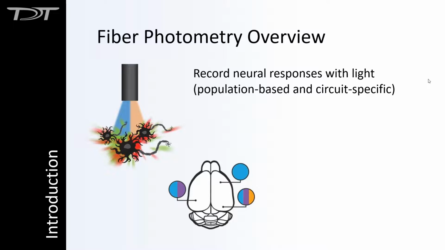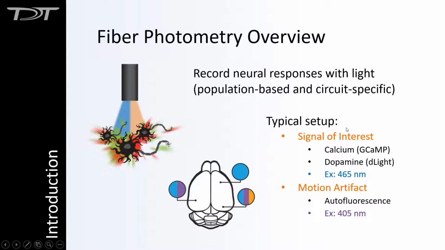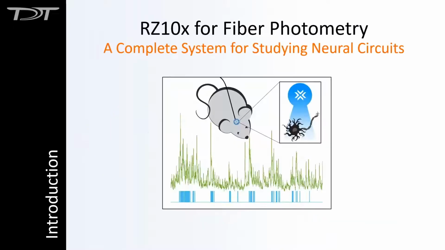So for a typical setup for fiber photometry, I usually have one light source, which is recording your signal of interest. So that might be recording calcium using the GCaMP protein or dopamine using dLight. And this light source typically has a 465 nanometer wavelength. Another light you may record from would be for your motion artifact. With this, you're going to be recording autofluorescence of the brain, and that light source is typically 450 nanometers.